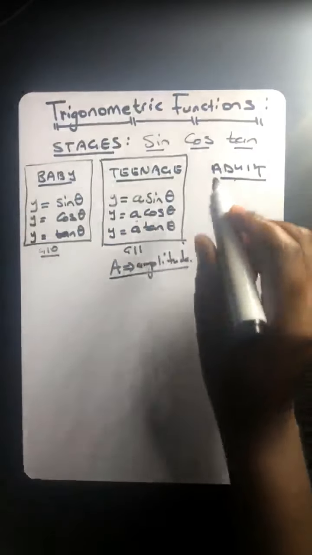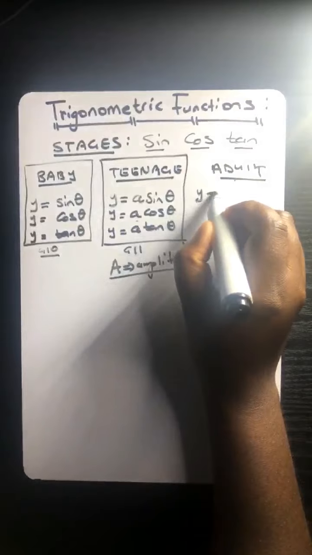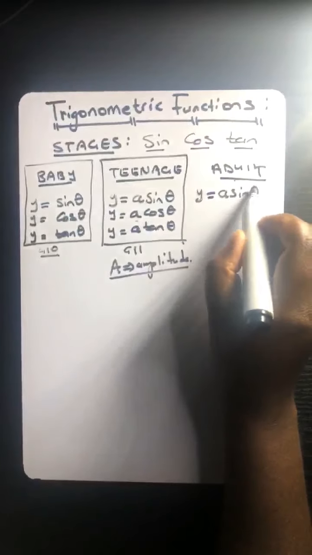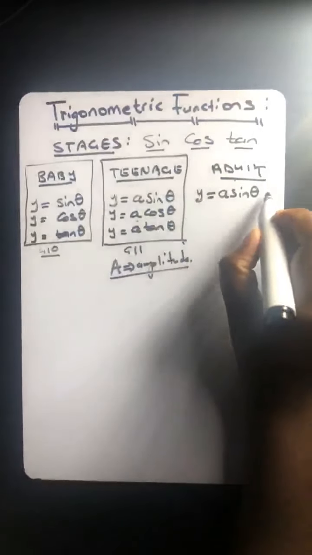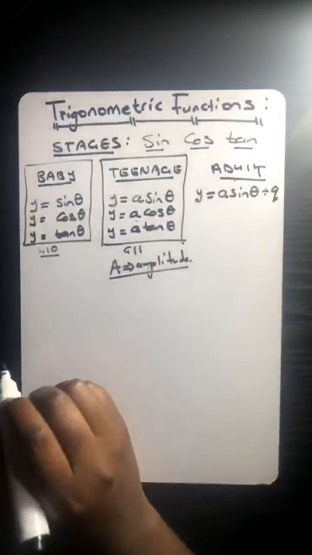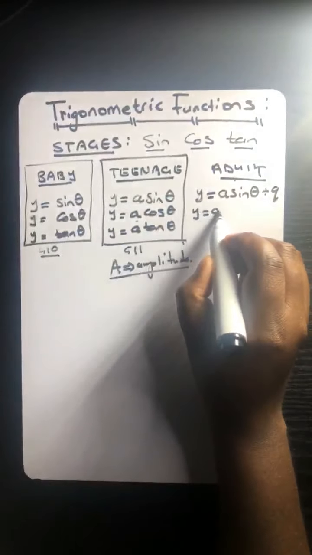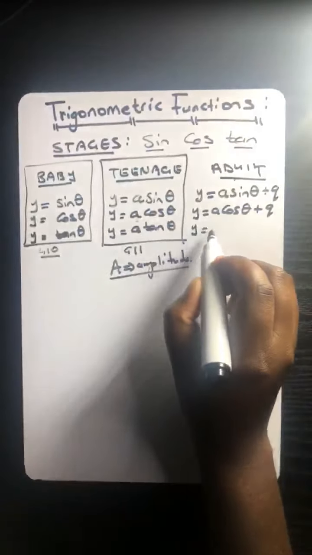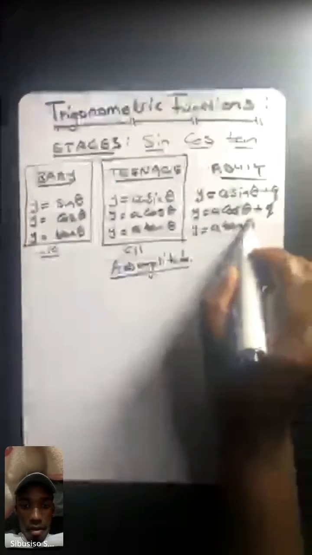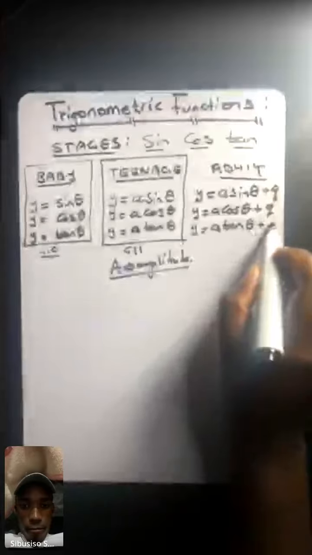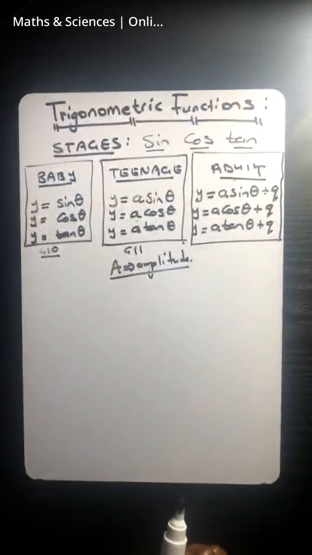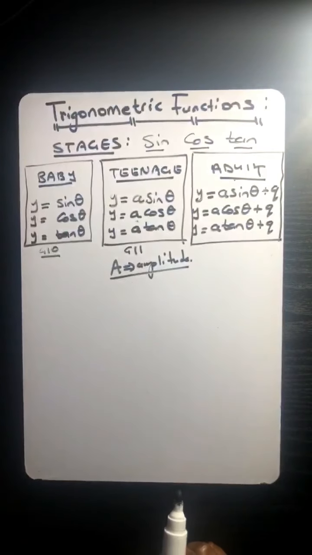Let's now get to this stage. It doesn't get that complicated, guys. This is how it looks for the sine graph: you still have amplitude, sine of angle, and they just add the q value. Similarly, for the cos function, they just add q. And for tan, we have amplitude tan angle plus the q value. This is the stage you need to be aware of.